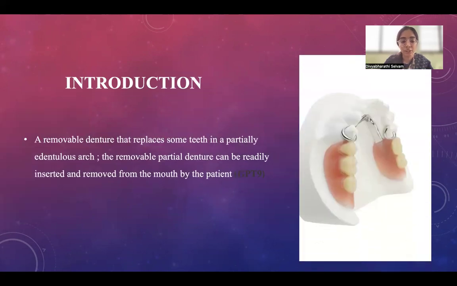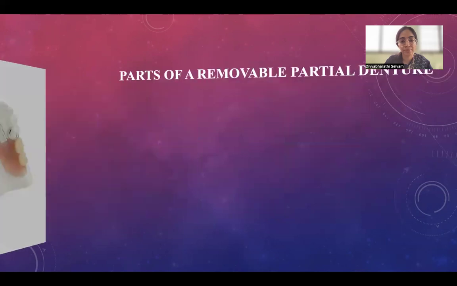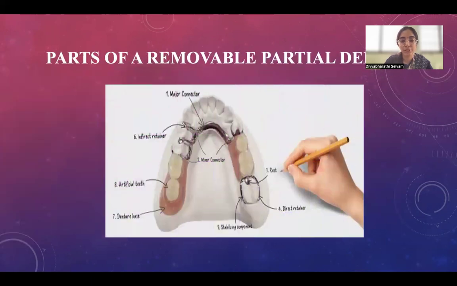Introduction. A removable partial denture is that which replaces some teeth in a partially edentulous arch. The removable partial denture can be readily inserted and removed from the mouth by a patient. This is the definition according to GPT-9. Parts of a removable partial denture include the major connector, minor connector, rest, direct retainers, indirect retainers, stabilizing component, artificial teeth, and the denture base.